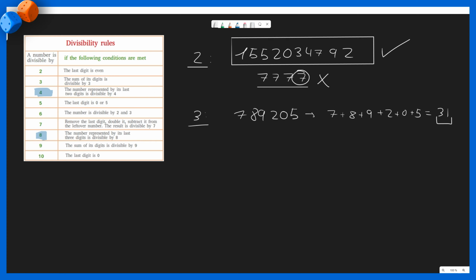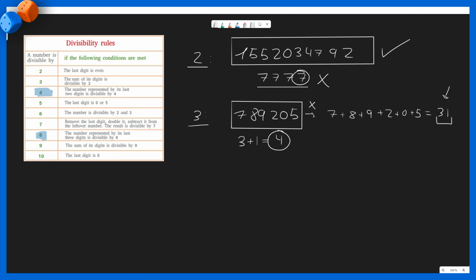31 is not a number divisible by 3, and imagine we didn't know 31 wasn't divisible by 3. We could apply the same method to calculate if it's divisible by 3. Let's sum 3 plus 1, the sum of all the digits of 31, which equals 4, and it's obvious 4 is not divisible by 3. So the first number over here is not divisible by 3.